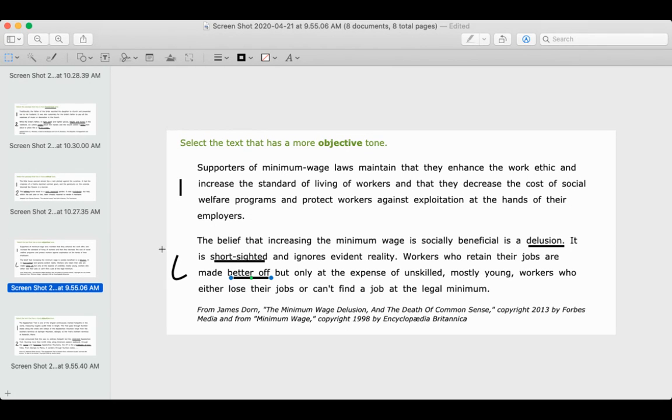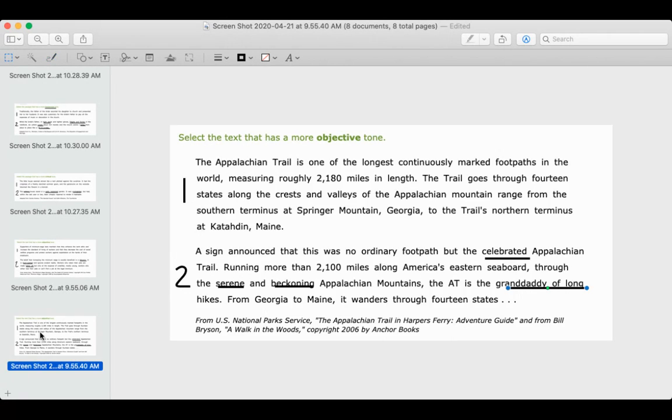So when you look at these two choices between 1 and 2, okay, number 2 really has the words underlined that are subjective. Okay, this is someone saying that there's a delusion, someone is delusional or short-sighted, and other people will be better off a certain way. Whereas number 1 is just one sentence and really just provides the facts of what the minimum wage laws can do. Okay.